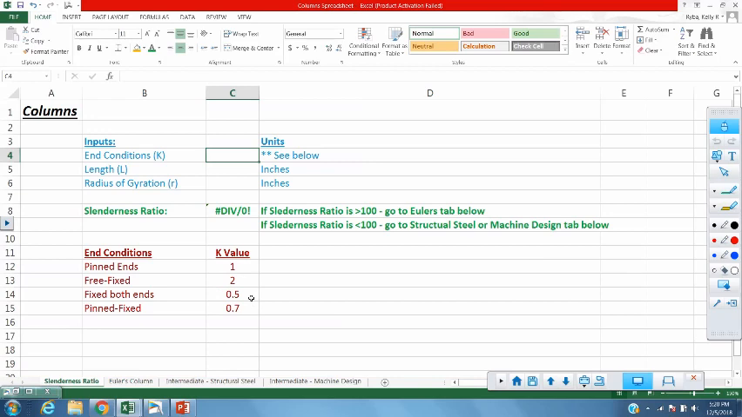and pinned and then fixed on the other end is going to be 0.7. So right now, we are just going to put one of those in. So I'm going to put the number 1 in there for a K factor of 1 pinned on both ends.